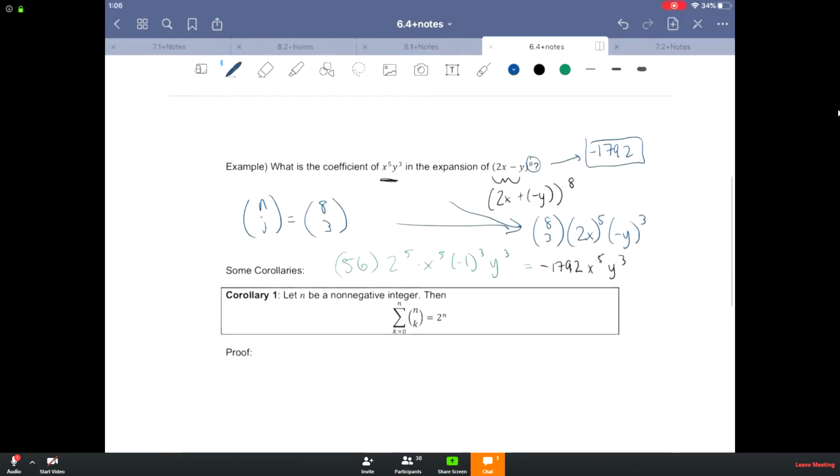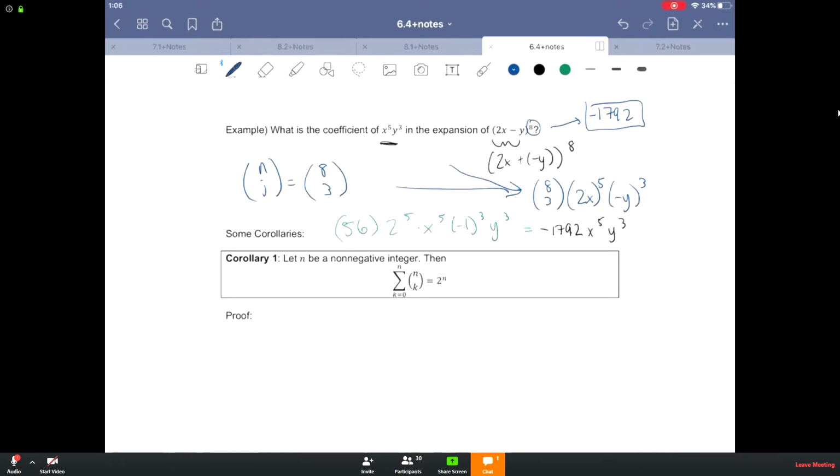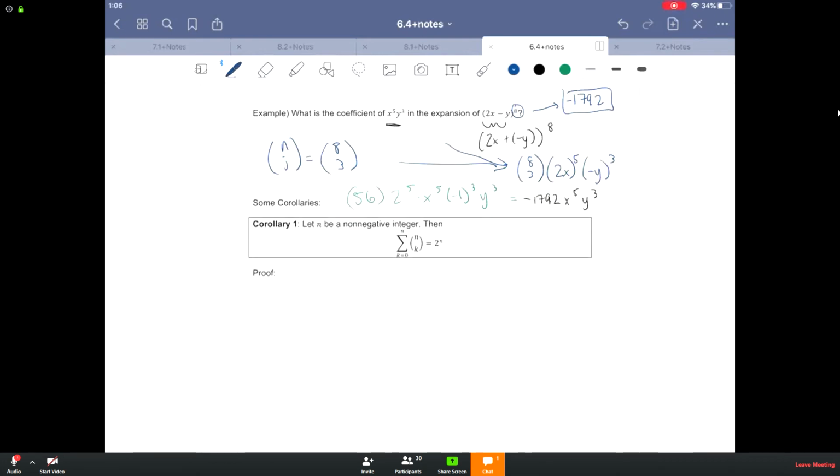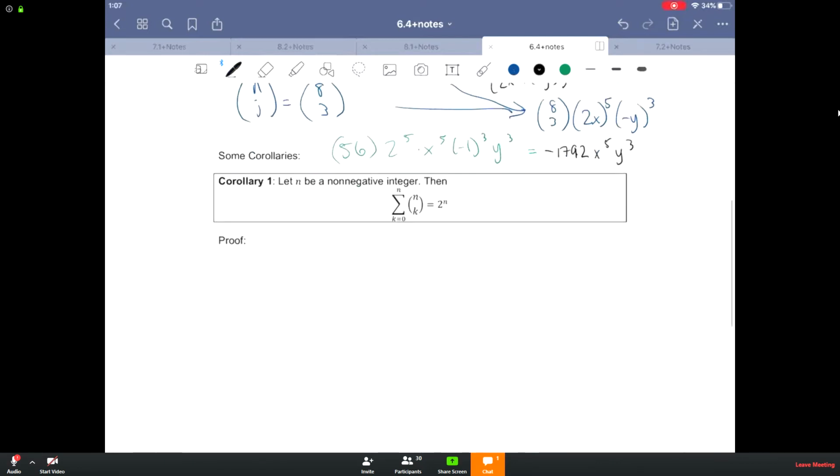All right, cool. So we have some corollaries here. Some corollaries are just smaller theorems. The only one I want to prove is this first one because it kind of ties back to what we did a while ago. So n is a non-negative integer. Then the summation from k equals 0 to n of n choose k is 2 to the nth power. All right, and this is not really a direct proof, it's just tying it to what we did a while ago.